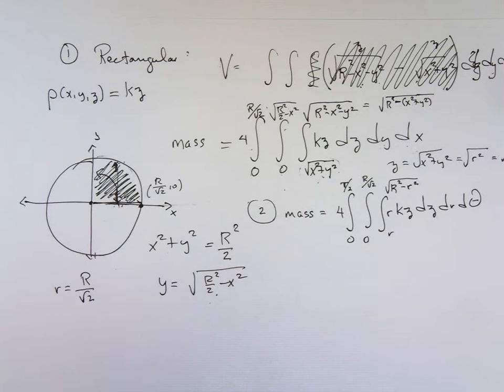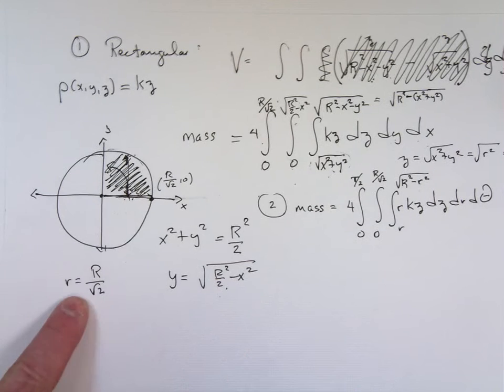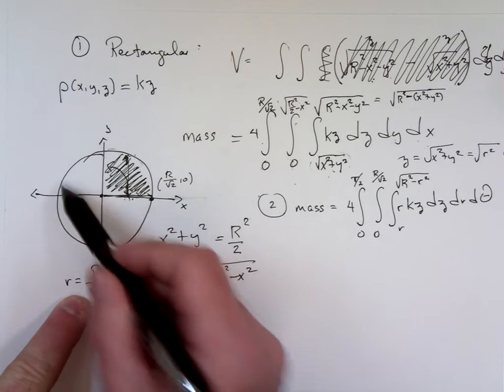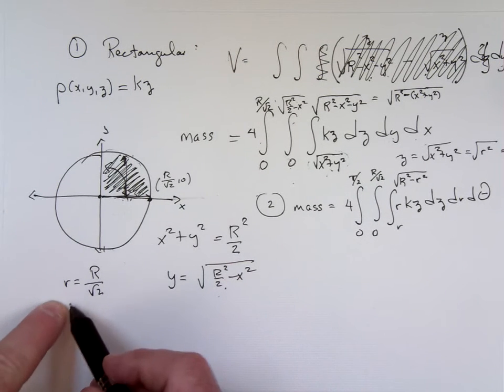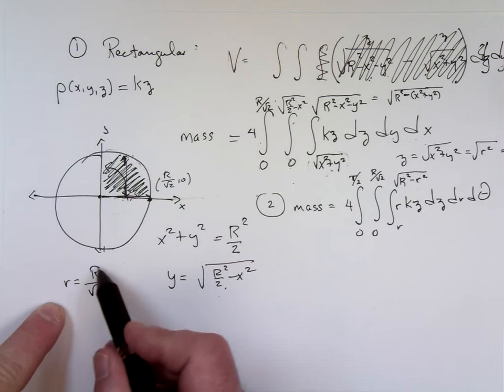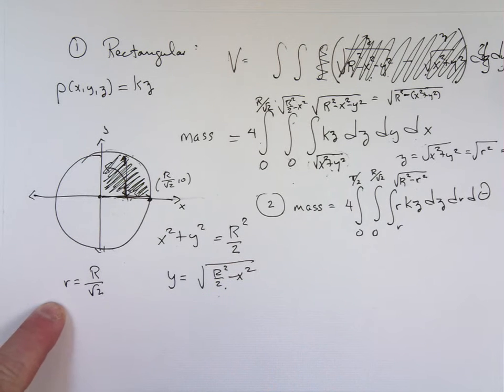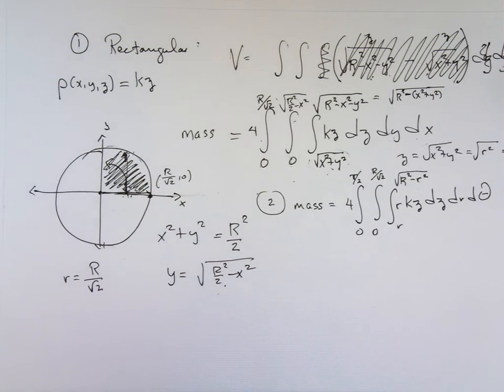So why is the upper boundary for dr R over root 2 again? Because that is the radius of this circle. This circle right here in the xy plane has an equation in cylindrical coordinates of little r equals big R over the square root of 2. That's the equation of that circle.